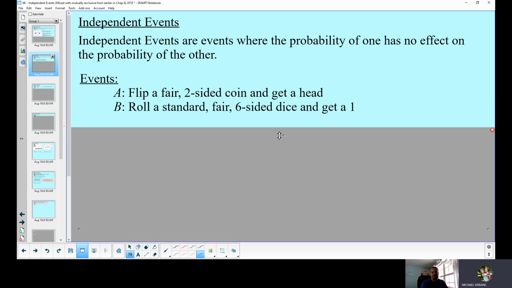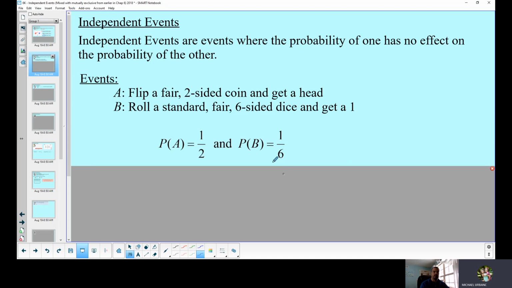The probability of that happening is so small, it has no impact on that. So we're not going to get into all those weird situations where something like that could happen. We are just saying that if you flip a coin and roll a dice, the probability of getting heads is not impacted by the probability of you getting a 1 on the dice, and vice versa.